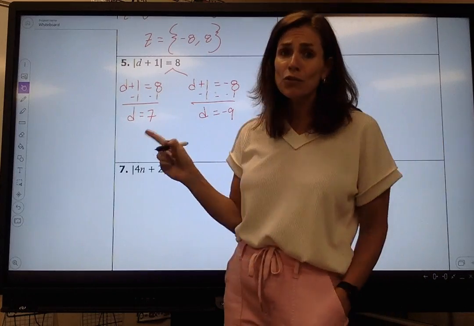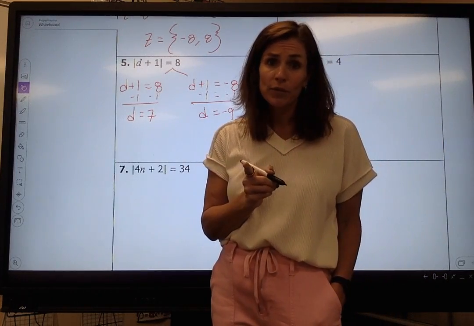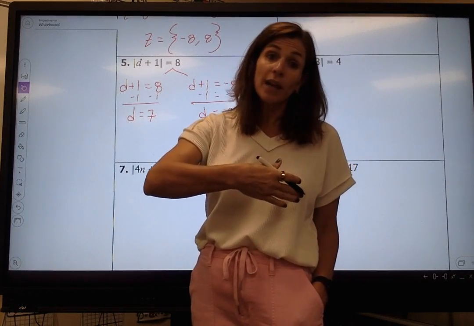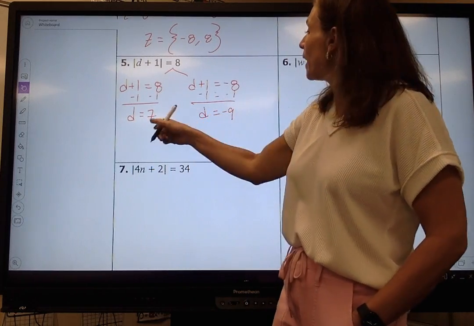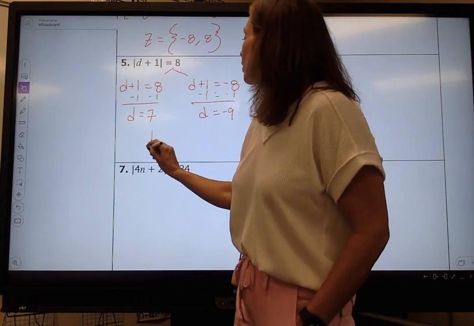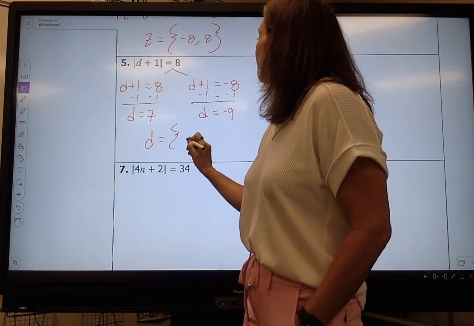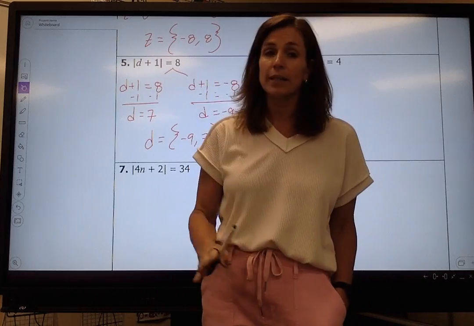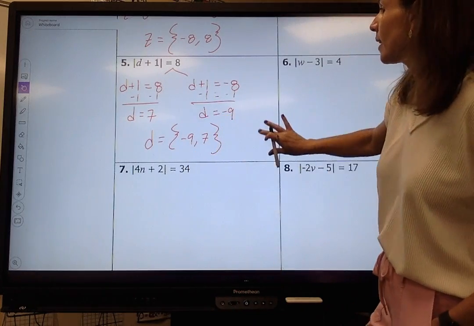So notice your answers aren't always going to be opposite numbers. So don't get in the pattern of, oh, I solved one for 8, the other one's going to be -8. No, it's not. Chances are it won't be. So make sure you're solving both equations. D equals -9, 7. So least to greatest. Let's take a look at number 7.